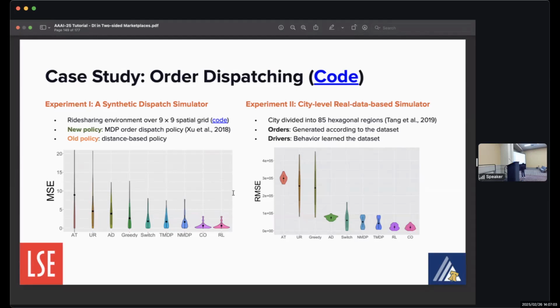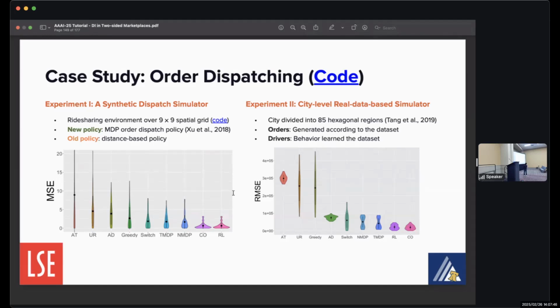And if you look at the performance of these estimators, AT and AD correspond to the two classical basic designs that I have mentioned earlier. UR corresponds to a uniform random design, which at each time point uses a Bernoulli random variable to generate the treatments. And greedy corresponds to the epsilon-greedy design, which is commonly used for policy optimization. And switch corresponds to the optimal switchback design that I have talked about earlier. TMDP and NMDP correspond to the MDP designs. And the last two correspond to the ARMA design, which I have just talked about in the previous slides.